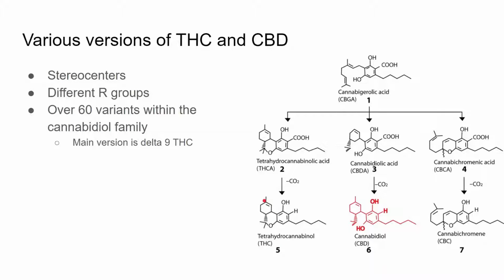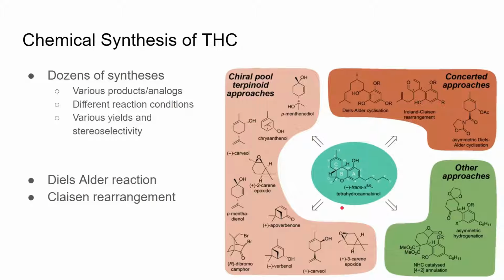Now, there are many versions of THC, all with their very different stereocenters and various R groups, also known as analogs. There are over 60 variants of THC, but the molecule used the most today is delta-9 THC, which is right here, and its family member CBD, cannabidiol. For THC, there are dozens of ways to synthesize it, all with various products and different R groups. They all have different reaction conditions, and they all have various yields and stereoselectivity.